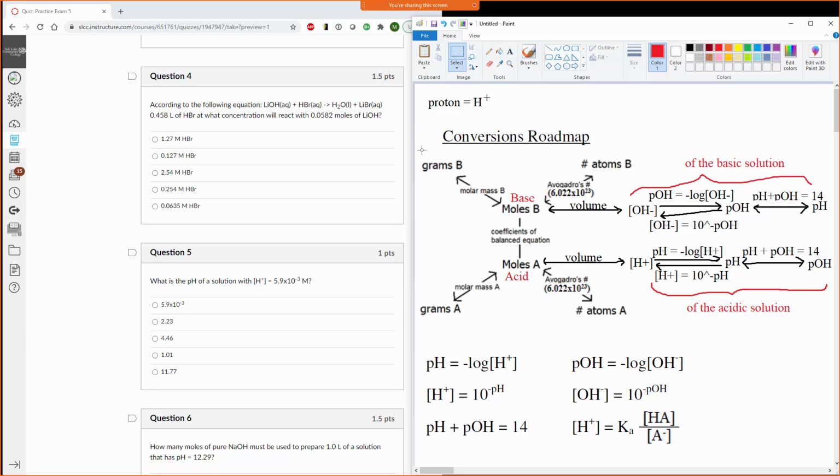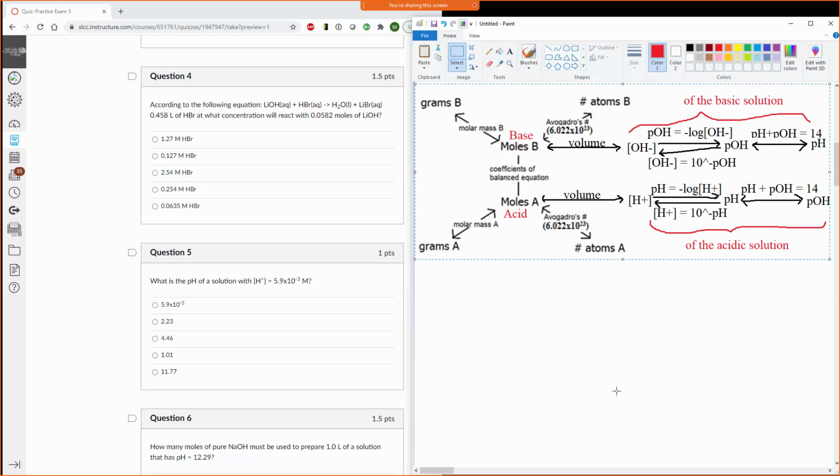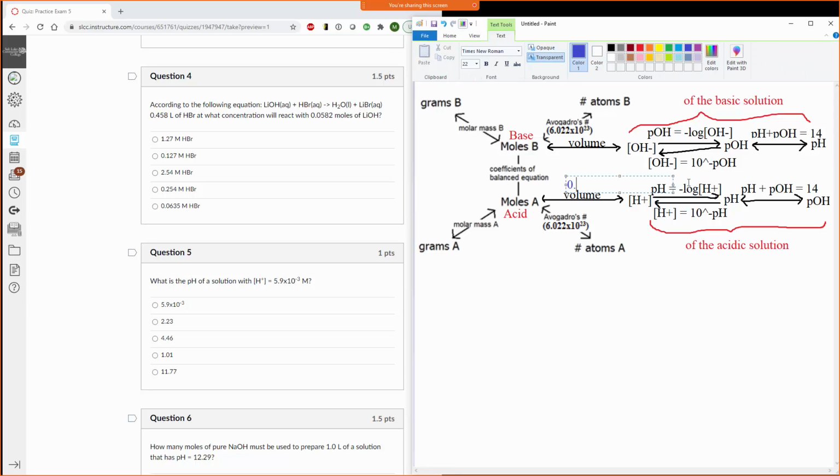So I'm going to write all over this, so I'm going to move it down here and say, okay, for this question, question 4, they gave me volume of an acid solution, right? HBr is the acid. I should probably have asked you guys that, but you guys can see that HBr is the acid in this equation, right? Okay, yeah, 0.458 liters of my acid solution.